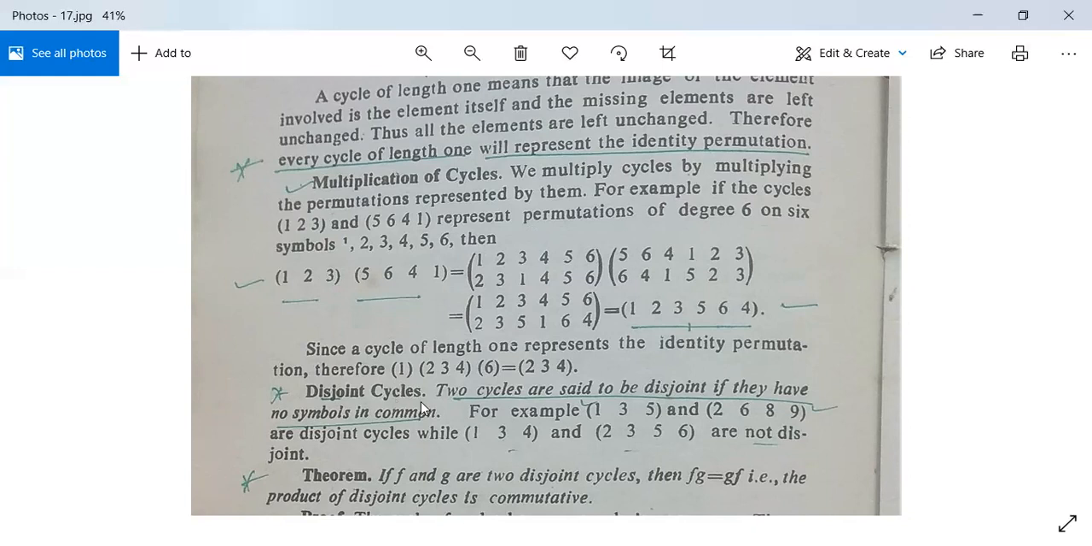इसके बाद एक और कॉन्सेप्ट है डिसजॉइंट साइकिल, और उसके बाद हम लोग थ्योरम पे आ जाएंगे. Two cycles are said to be disjoint if they have no symbols in common. कोई भी सिंबल उनमें कॉमन ना हो. फॉर एग्जाम्पल (1, 3, 5) साइकिल ऑफ लेंथ 3 एंड (2, 6, 8, 9) साइकिल ऑफ लेंथ 4, दे आर डिसजॉइंट साइकिल्स, क्योंकि इन दोनों में कोई भी एलिमेंट कॉमन नहीं. While (1, 3, 4) cycle of length 3 and (2, 3, 5, 6) they are not disjoint. क्यों? क्योंकि यहाँ पे 3 है, इधर भी 3 है. One element is common in those two cycles.